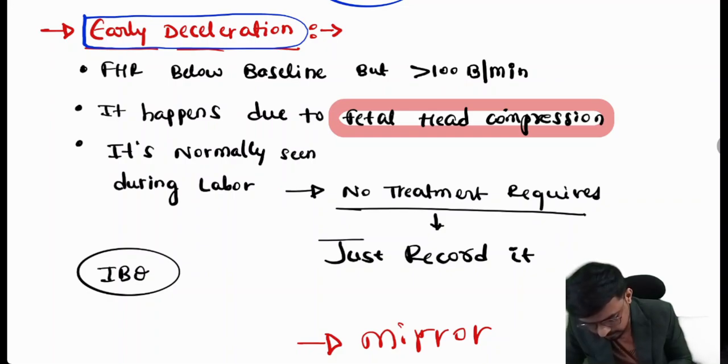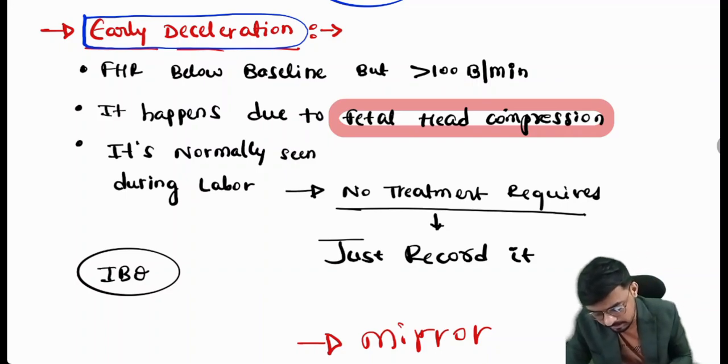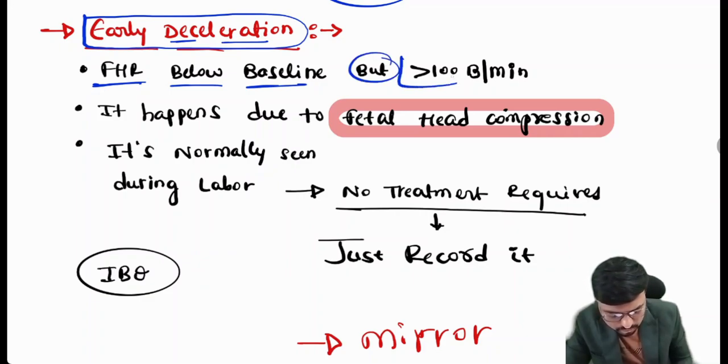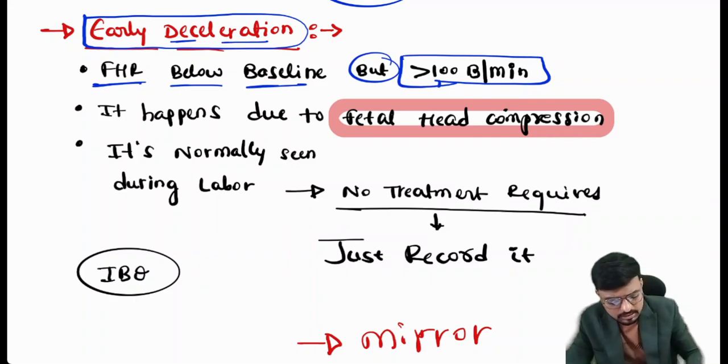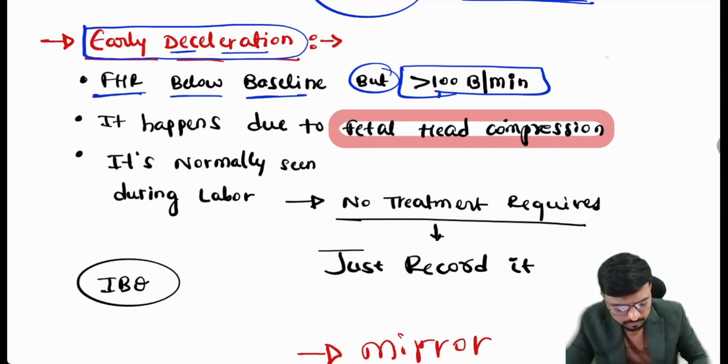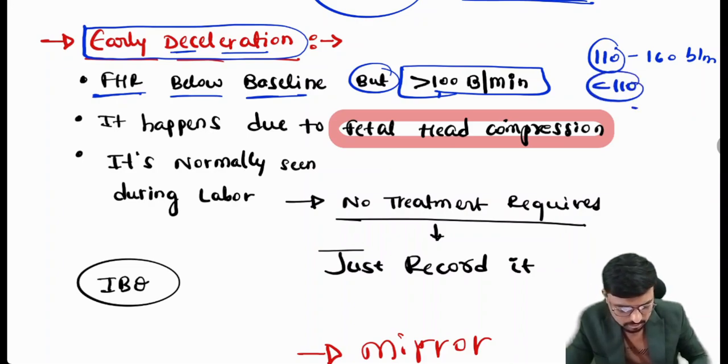In the early deceleration, the fetal heart rate is decreasing. The fetal heart rate is below the baseline, but it will never go to less than 100. It is always more than 100 only. As I told you, the normal fetal heart rate is 110 to 160 beats per minute. So this is the baseline. It is less than 110, but more than 100. This will be seen in case of the early deceleration.